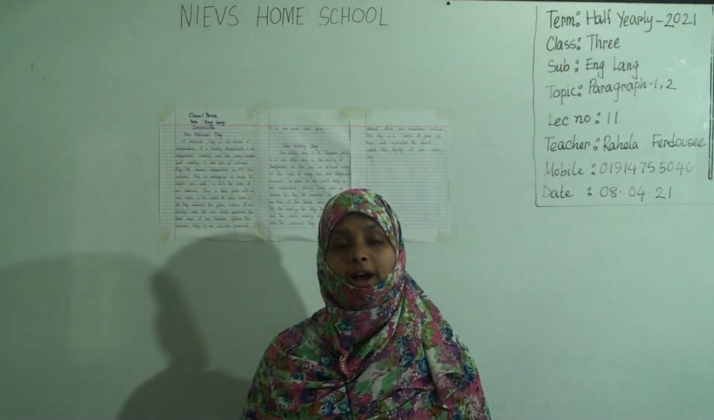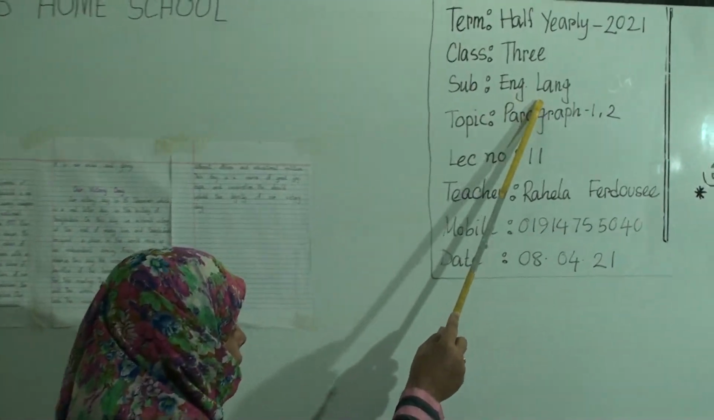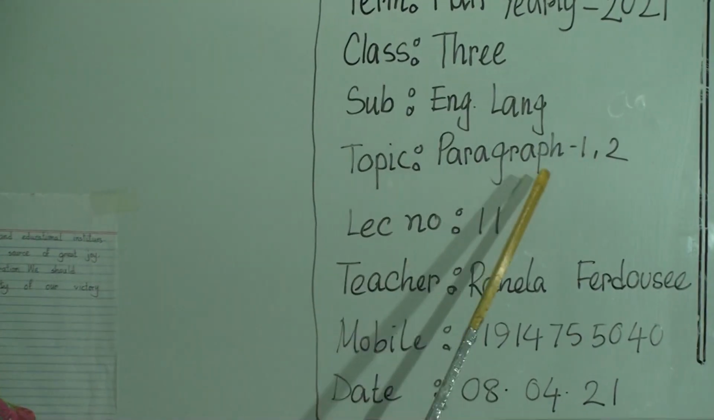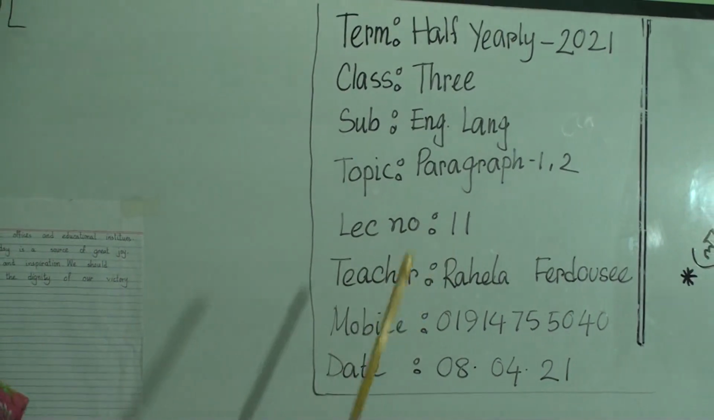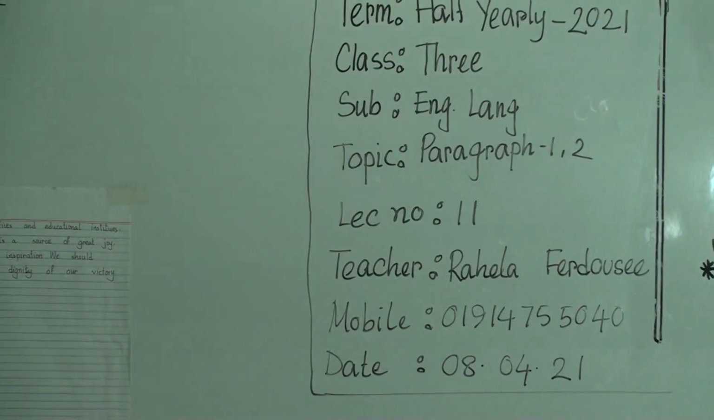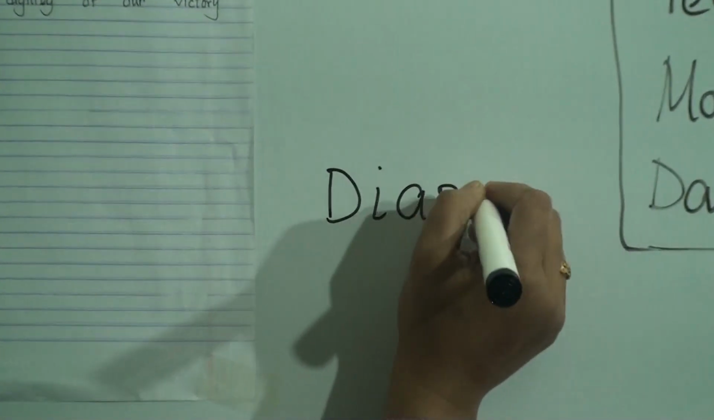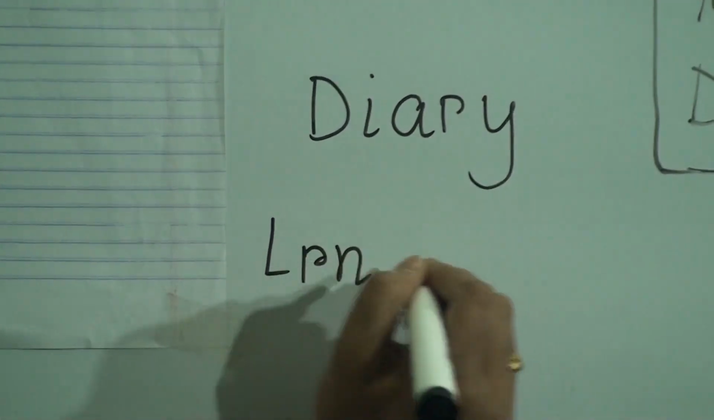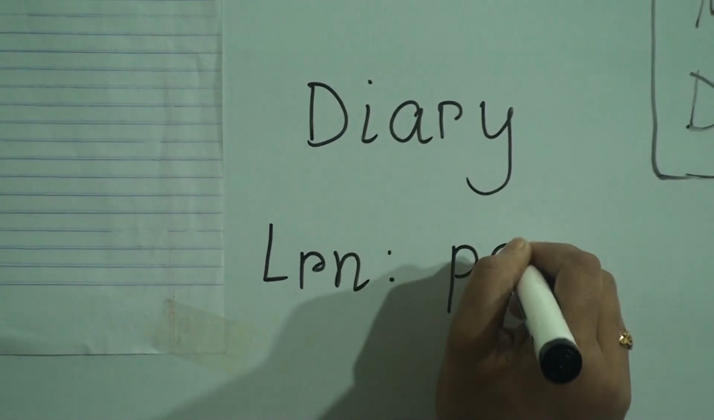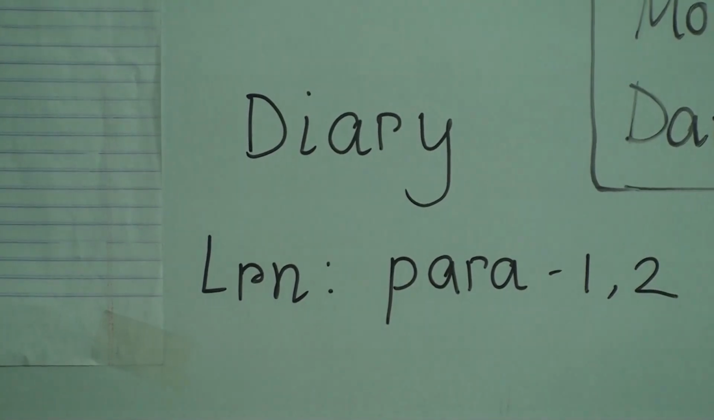Today, I am going to have a class with the students of class 3. Our today's subject is English language. Today, we will read paragraph 1 and 2. This is our lecture number 11. Your diary will be learn paragraph 1, 2. Okay, my dear students, now let's start our paragraph.